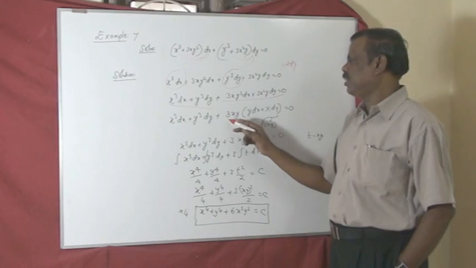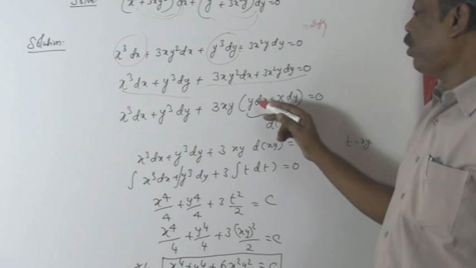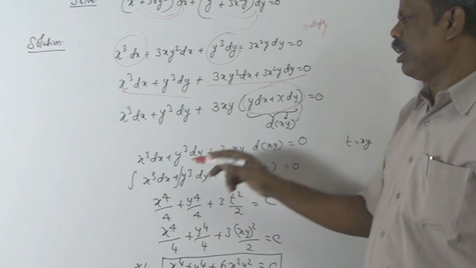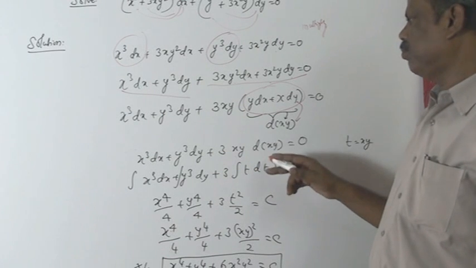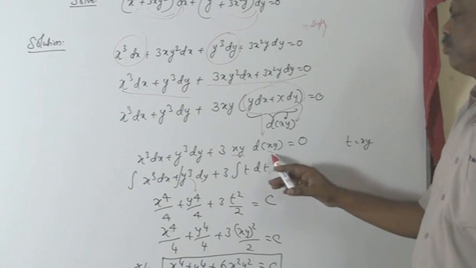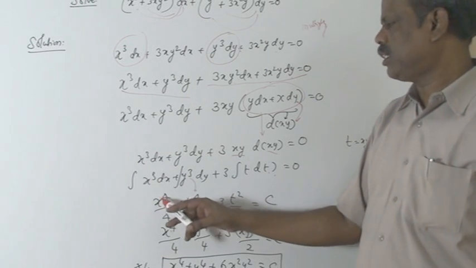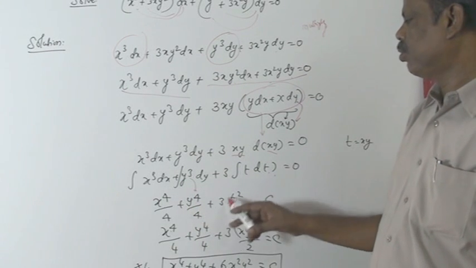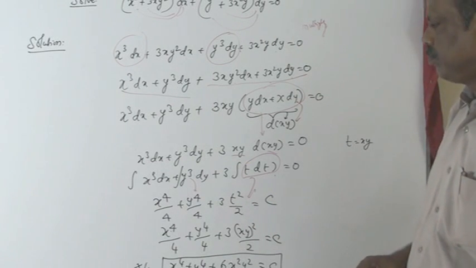Now here we can take 3xy as common factor, we will get y dx plus x dy. We know that y dx plus x dy is nothing but d of xy. Therefore the above equation is reduced to x cube dx plus y cube dy plus 3xy into d of xy. Now put t is equal to xy here. Therefore 3 into t into dt. What is x cube integration? It is x to the power of 4 by 4. Y cube integration is y to the power of 4 by 4. What is t dt integration? It is t square by 2 plus some constant.